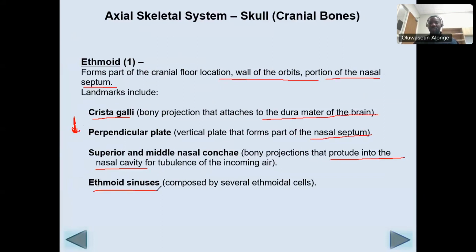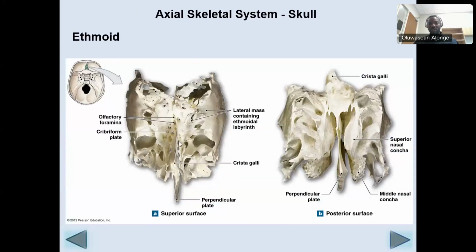Then we have the ethmoid sinuses. Again, these are part of the sinuses that drain into the nasal cavity. So that's the ethmoid bone there. That's the crista galli, the superior nasal conchae, the perpendicular plate that connects with the vomer, right?